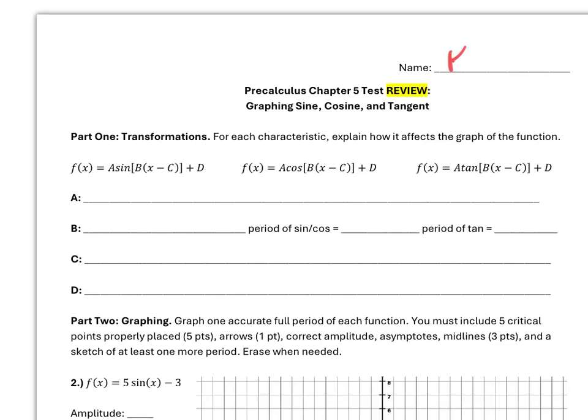So here is the review for your Chapter 5 test. For A, B, C, and D, I want you to tell me in your own words a little bit about what each of these is and what they do to the graph. What I'm looking for is that you can identify each one and then give me something about what it does. It doesn't have to be exact words. You just have to show me that you know what it means.